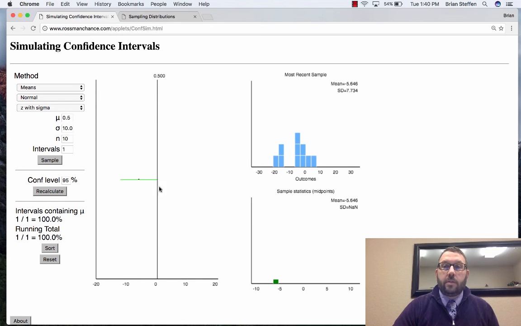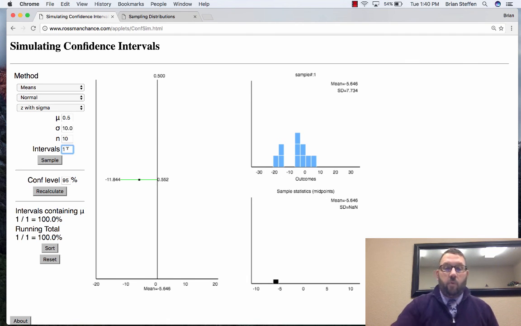Now, granted, the mean is negative. Negative 5.646, which is right there in the middle. You can see the lines at the end, and we can see that that interval barely captured the true mean. Now, in this case, we know the true mean, but we don't always know the true mean.